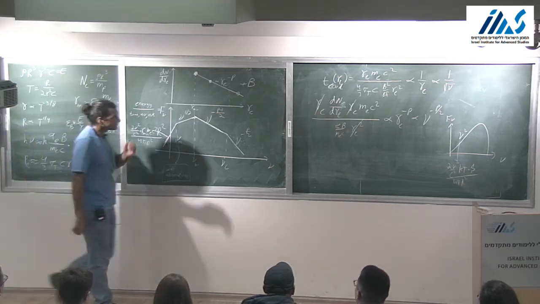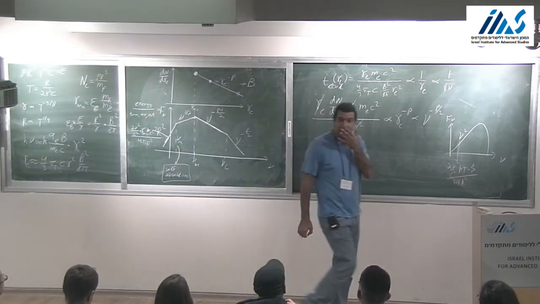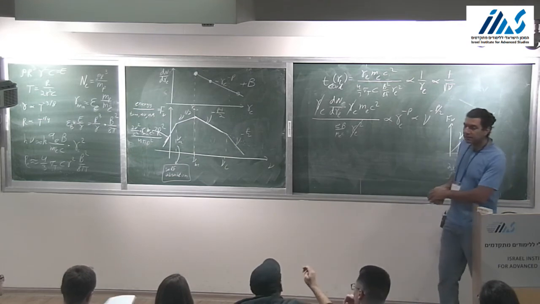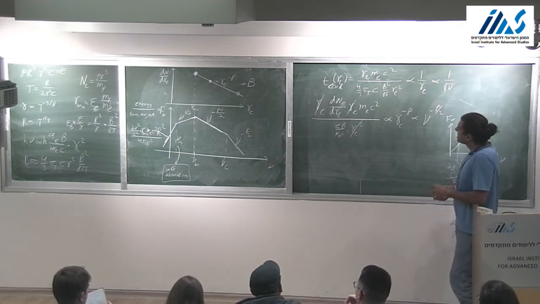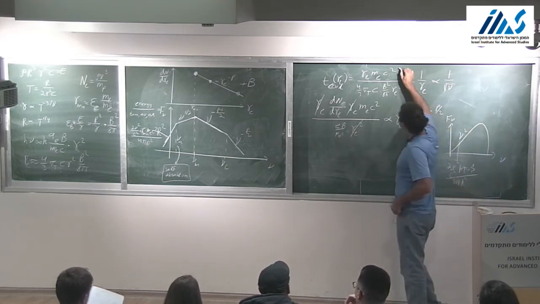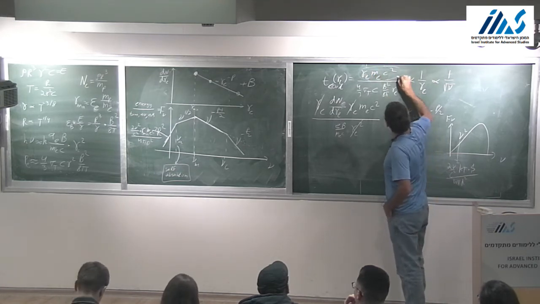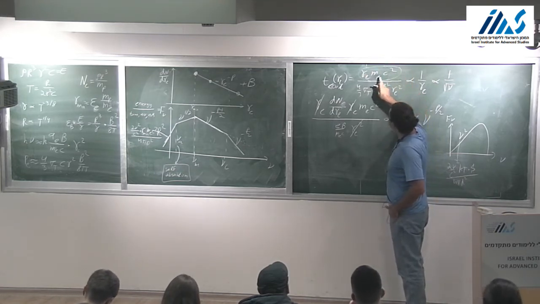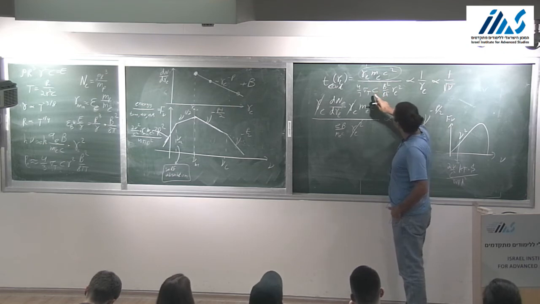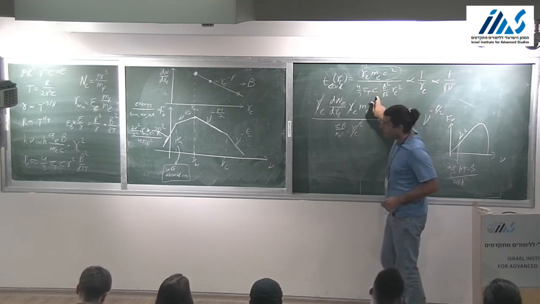Okay. Questions? Yes? Excuse me, could you remind me how you get this cooling timescale? Yes. I calculate the energy of an electron, a single electron, which is just the rest mass of the electron times gamma, divided by the power that a single electron emits, this one.